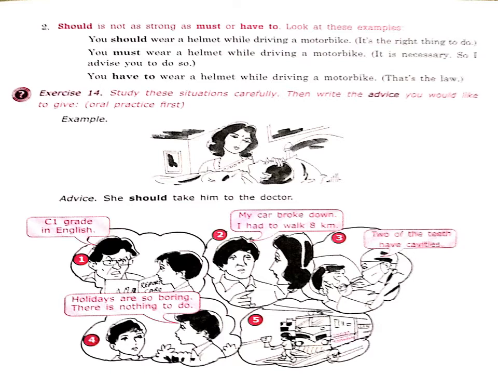Let's see the next. Should is not as strong as must or have to. Look at these examples. You should wear a helmet while driving a motorbike. It's the right thing to do, only a suggestion. And see the next one: you must wear a helmet while driving a motorbike. It is necessary. Clear? So that means must is stronger than should. You have to wear a helmet while driving the motorbike. It's the law. Have to shows an action because of something else. That's law basically, right?